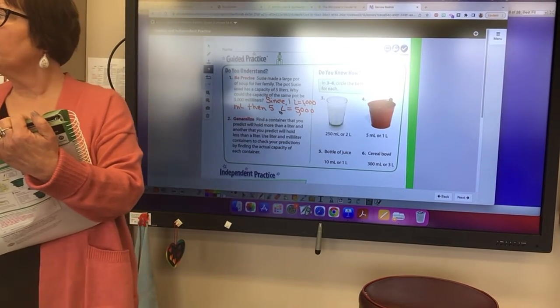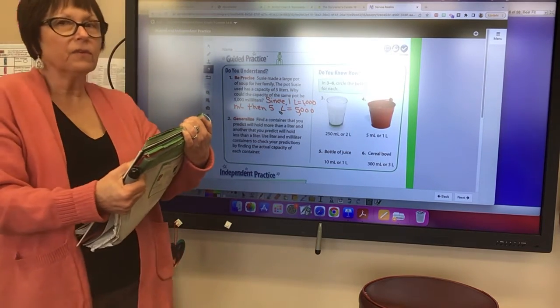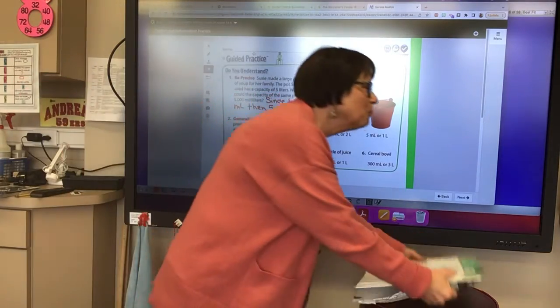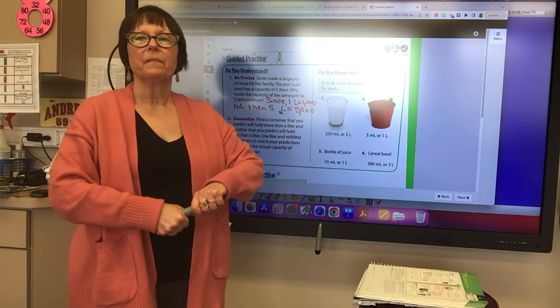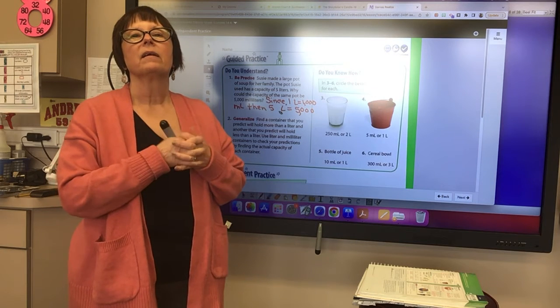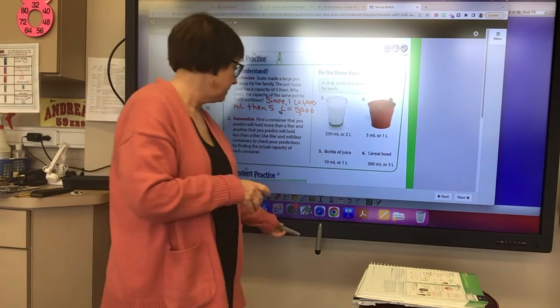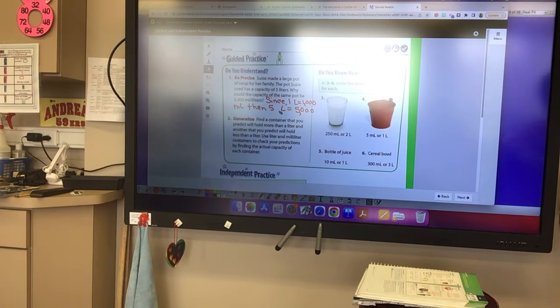So, what do we have in here that you think will hold more than a liter? What's going to hold more than a liter that we have in our classroom? Maddie, what's gonna hold more? Maybe my water bottle possibly could. You think it's gonna hold more than a liter? You know it'll hold more than a liter. Mine can.